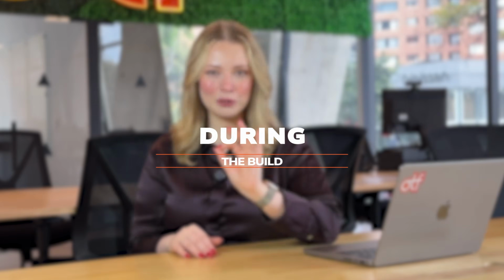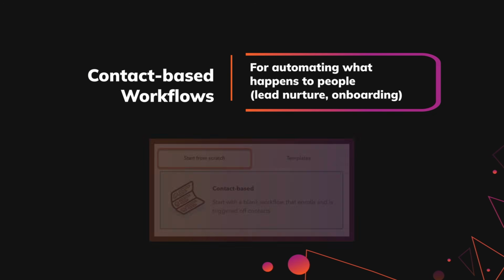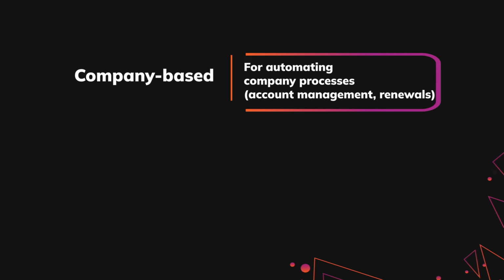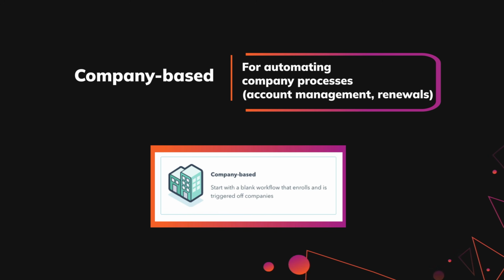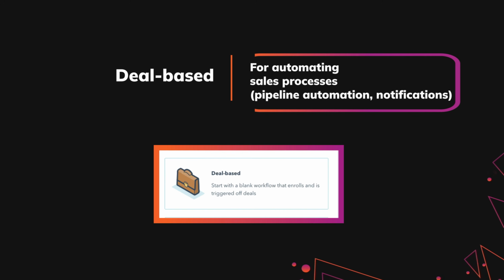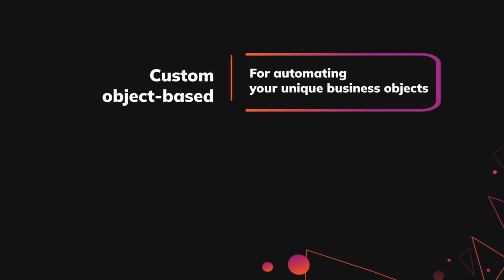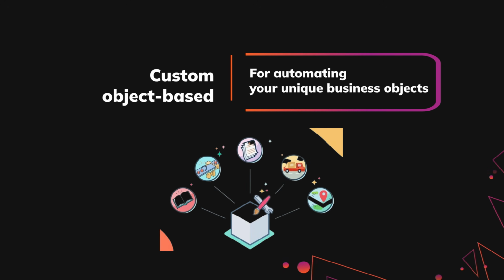Now, once you've started building, here is what to keep in mind. First, make sure to choose the right workflow type. Contact-based workflows for automating what happens to people, like lead nurture or onboarding. Company-based workflows for automating company processes, like account management and renewals. Deal-based for automating sales processes, like pipeline automation and notifications. Ticket-based for automating support processes, escalations, SLA management, and custom object-based for automating your unique business objects.